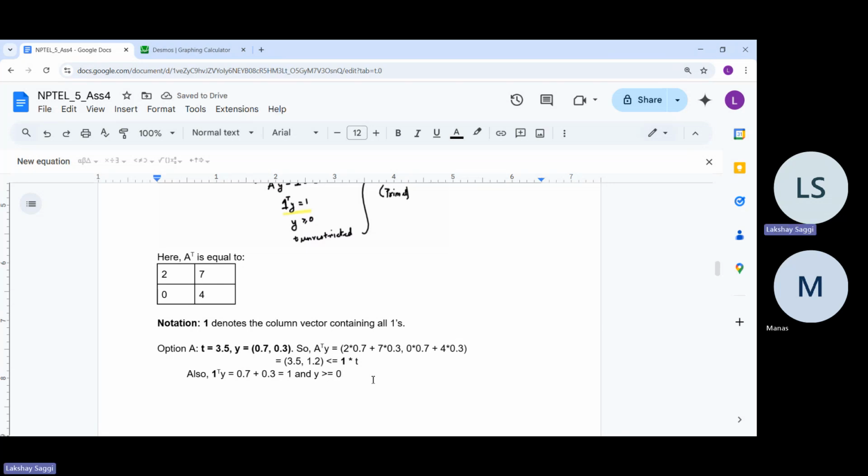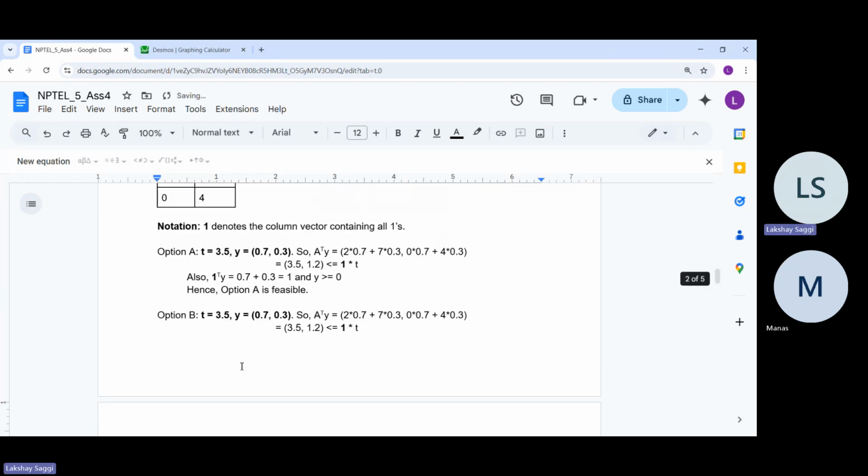So something like this. I hope this makes a bit of sense. So option A is feasible. Hence option A is feasible because all of these constraints are satisfied. Now let's come to option B. So maybe I'll just copy the syntax here and see what values are changing.